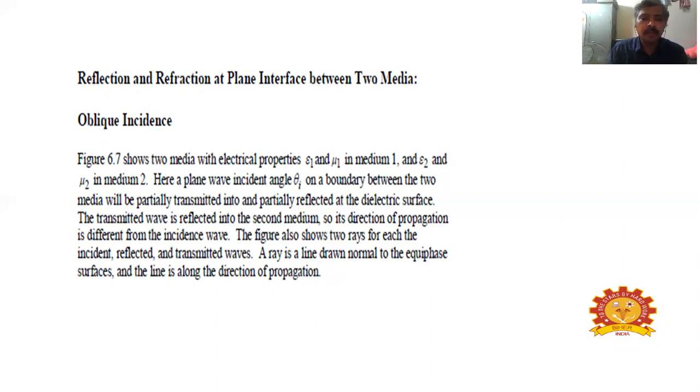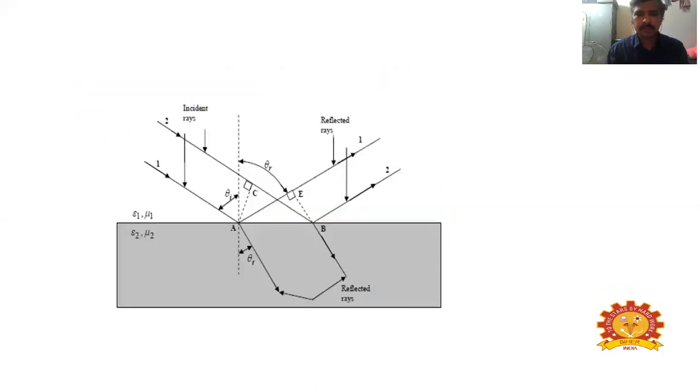Here, a plane wave incident at angle theta I on a boundary between the two media will be partially transmitted and partially reflected at the dielectric surface. The transmitted wave is refracted into the second medium, so its direction of propagation is different from the incident wave. The figure also shows two rays for each of the incident, reflected, and transmitted waves. A ray is a line drawn parallel to the equiphase surfaces, along the direction of propagation.